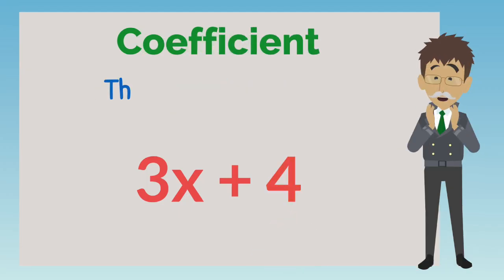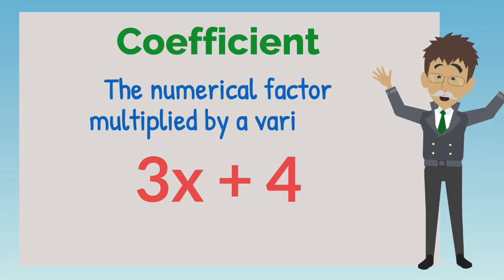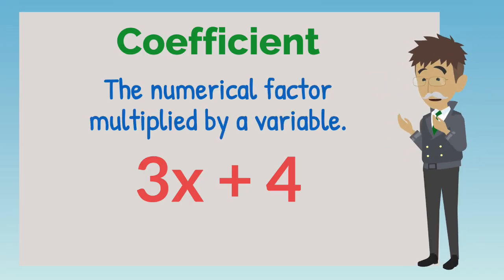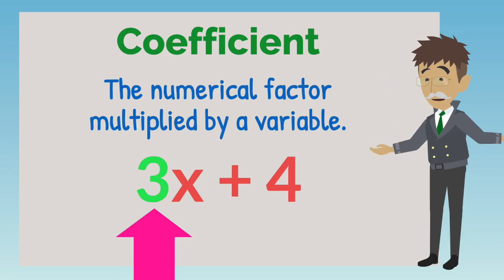Coefficient. The numerical factor multiplied by a variable. In the example, 3x plus 4, 3 is the coefficient.